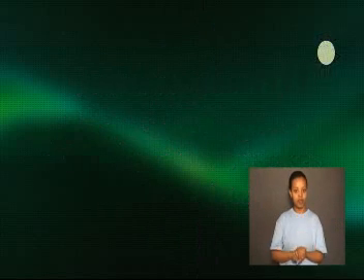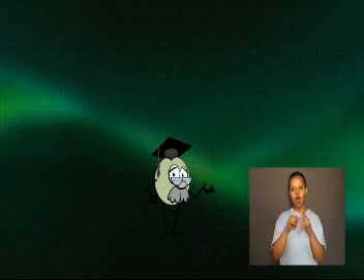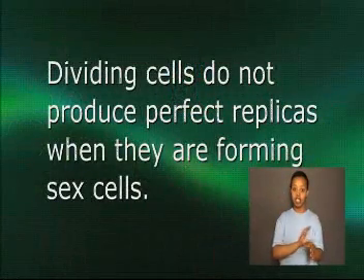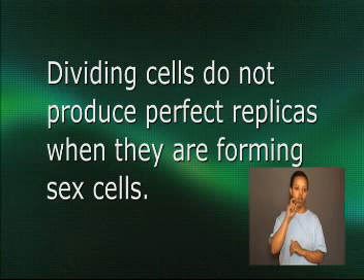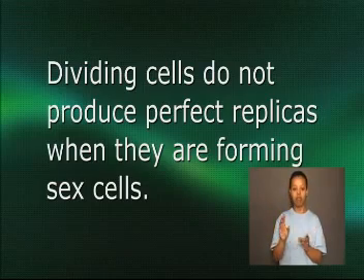Time's up. Let's get back to our lesson. Welcome back, students. I hope that the answer to this question was obvious. Cells do not produce exact replicas of themselves when they are forming sex cells. It is important to note that this is the only normal circumstance in which this is the case. Good work.